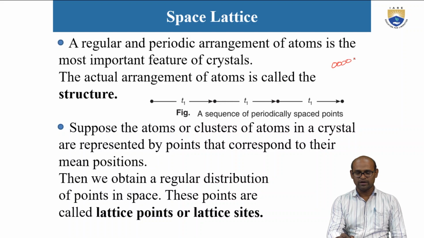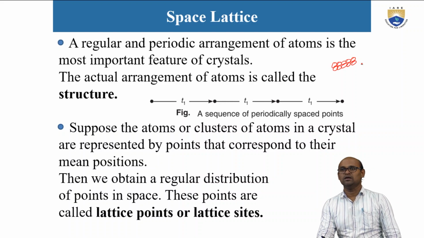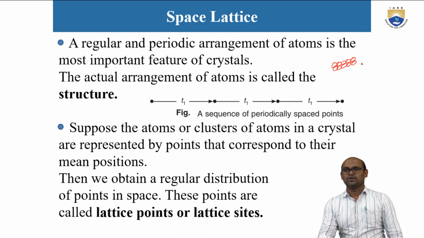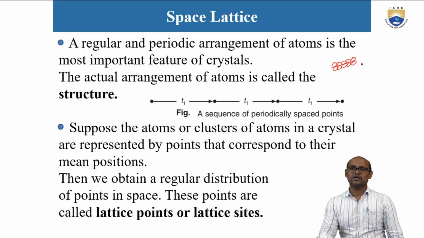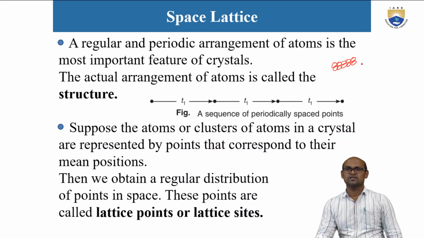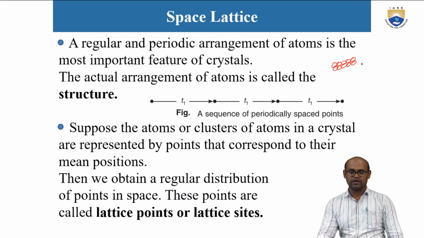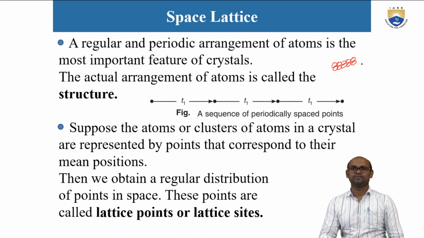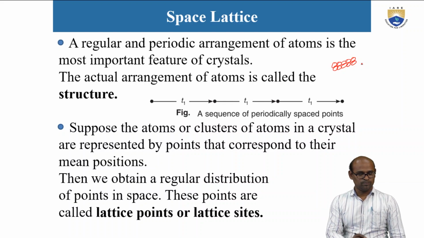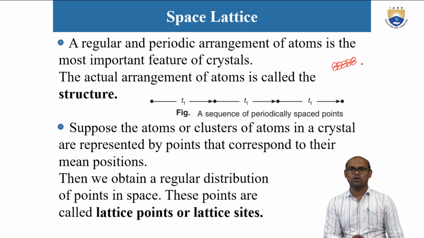And how do we find out whether a crystal has a regular periodic arrangement of atoms or not? We can use X-ray diffraction. Using X-ray diffraction, we can look at the crystal structure. A crystal will give different X-ray diffraction results. If it has a crystal structure, you will get one kind of diffraction; if it is an amorphous solid, you will get a different one. So X-ray diffraction is an experimental technique used to look at the arrangement of atoms, or crystal structure, of a solid. Here the actual arrangement of atoms is called the structure.